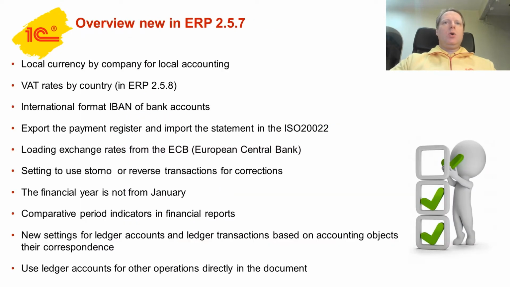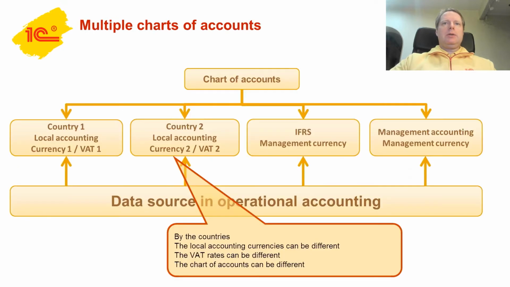Now we are ready to learn what's new in the ERP 257 version. There are a lot of new features in the system. I will not read all of the list, we will see it point by point. And we start from local currency by company for local accounting. Let's talk about the scheme of multiple charts of accounts first.